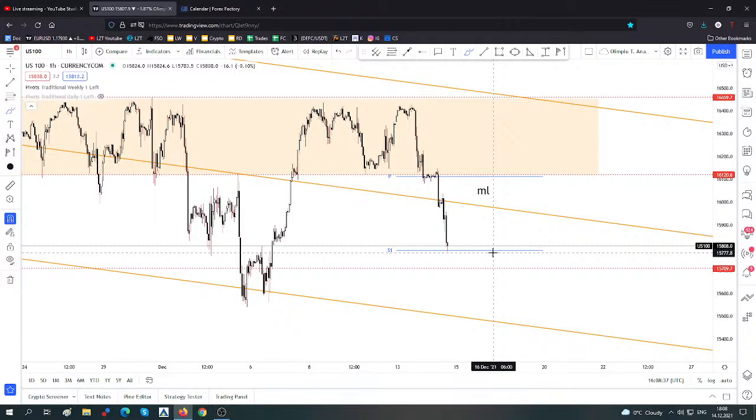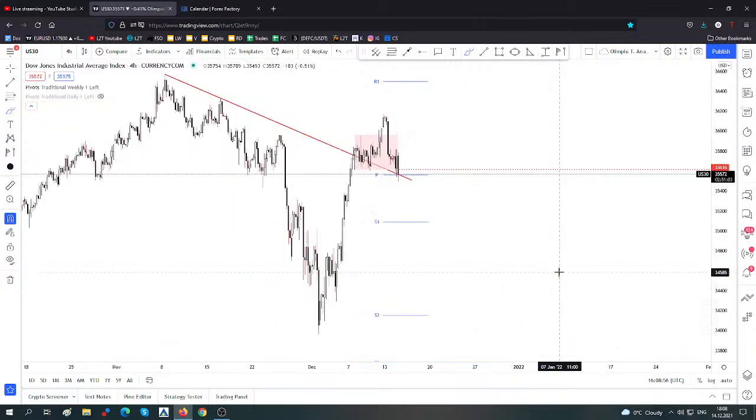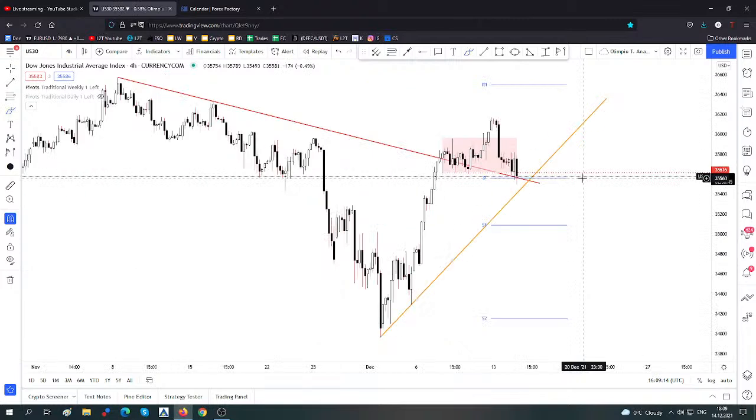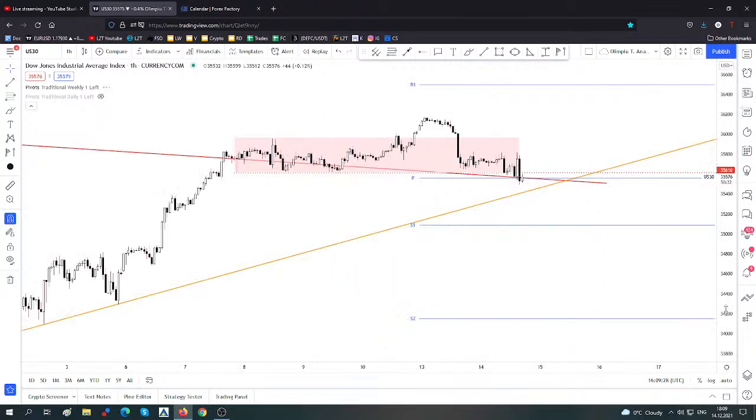US 30, the Dow Jones Industrial Average. It has failed to resume its upside movement. Maybe I will look for something here. As long as it stays above the weekly pivot point 35,560, above the uptrend line, maybe I will look for longs here. Also, as long as it stays above this broken downtrend line. But right now it's bearish as well.